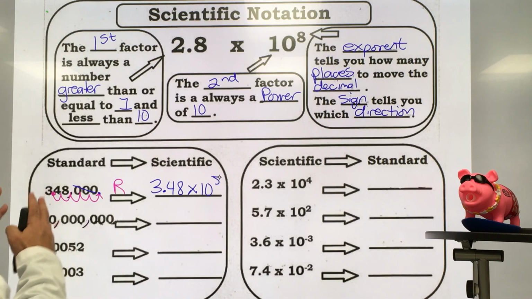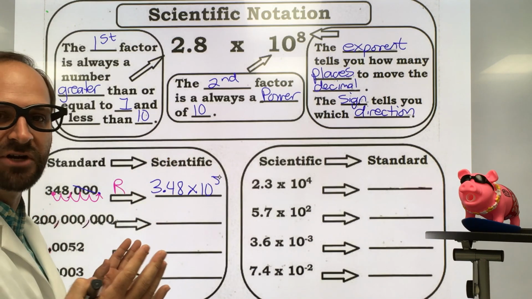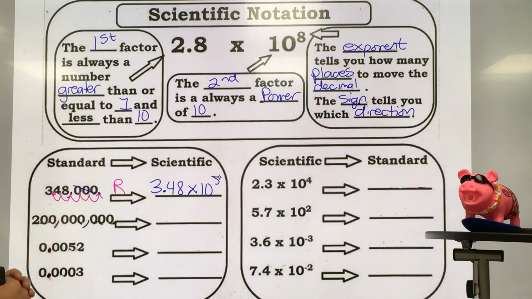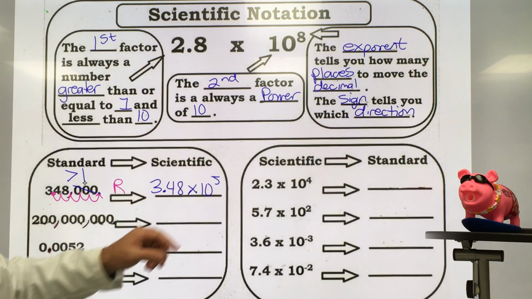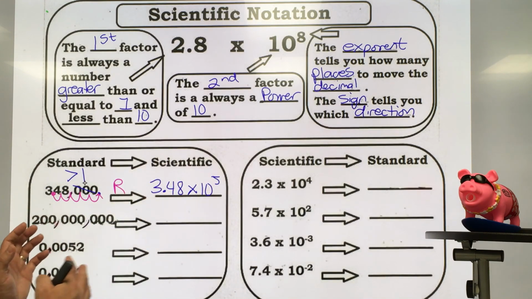Now, another way to determine whether your exponent is positive or negative is to go back to the number and determine, is it greater than 1, which this one is, so it would be positive, or is it between 0 and 1, which means it would be a negative exponent. Let's take a look at our next example.